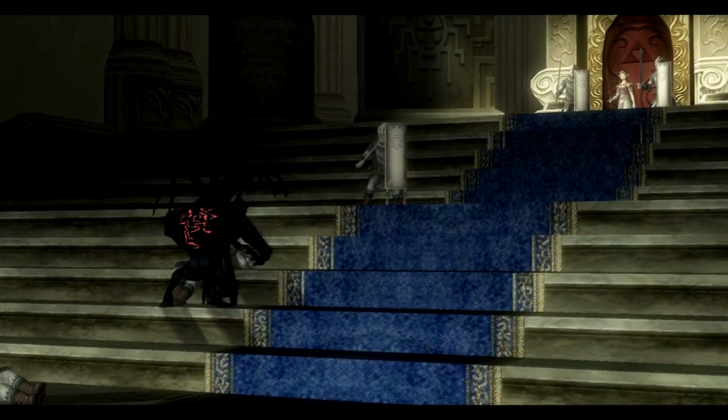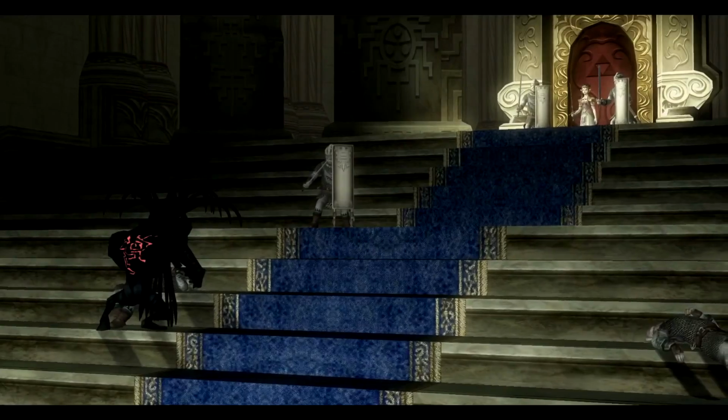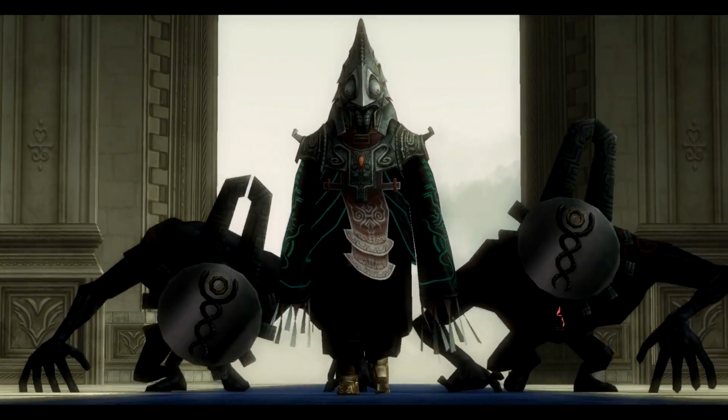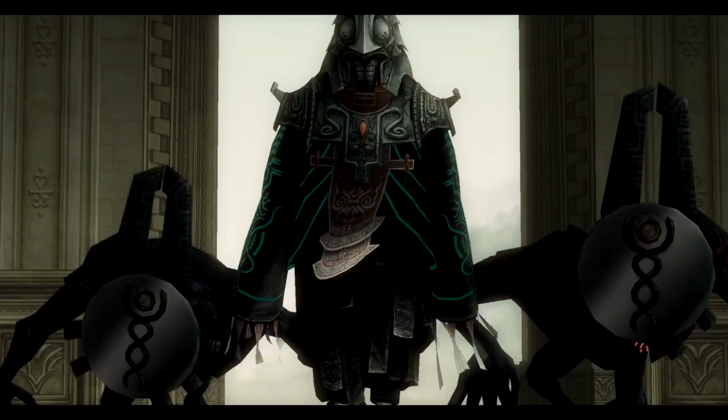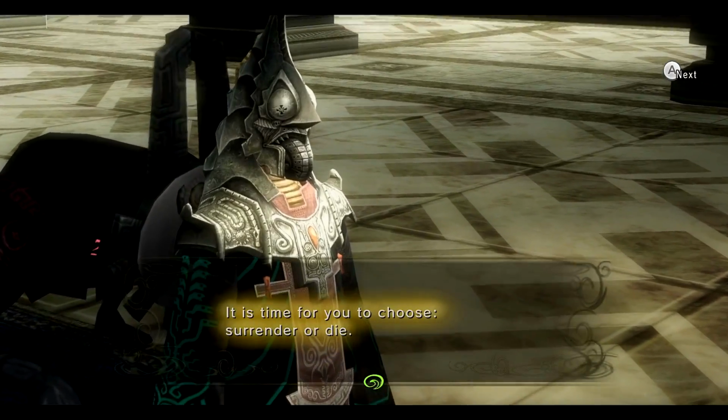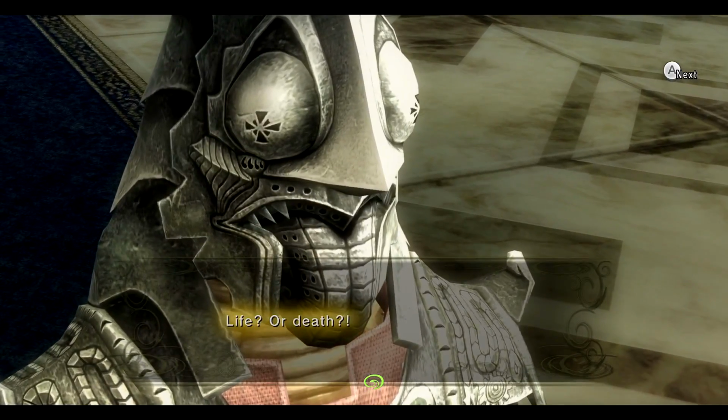Following this, the Shadow Beasts stop towards Princess Zelda, and the leader and mastermind behind this attack enters, Zant. He enters with almost a swagger of confidence, accompanied by his two personal Shadow Beasts, and gives Princess Zelda two options: surrender or die, life or death.